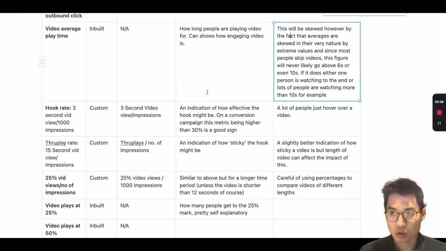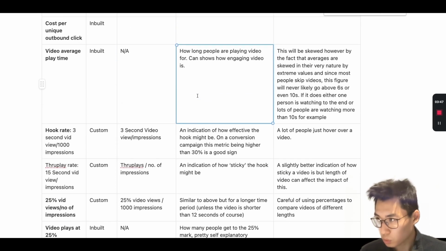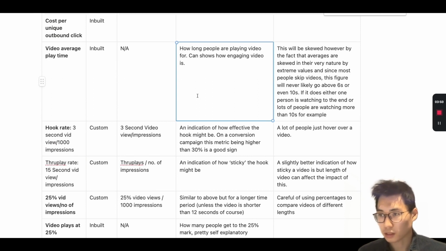But again, it's an average. So averages are going to be skewed by, for example, one person who could watch all the way to the end, and that could massively jack up what the average video playtime looks like. So I don't look at this one too much, but sometimes if this jumps out to me, then I'll take a look at it.